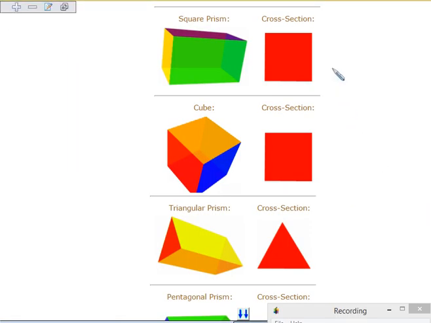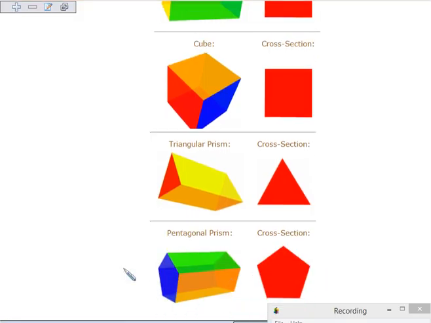Here are some more prisms: a square prism, a cube, a triangular prism. The cross-section is shown for each. And lastly, here's a pentagonal prism.